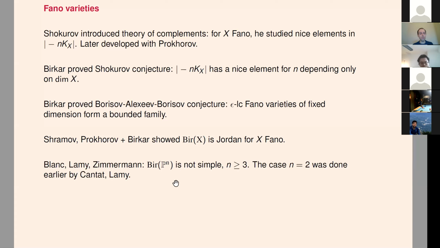And more recently, Blanc, Lamy, and Zimmermann showed that these birational automorphism groups, in particular for P^n, so in a way, this may be the most basic and the most important example, they show that these birational automorphism groups are not simple as groups for n greater than or equal to 3. The case n=2 was already done by Cantat and Lamy some years ago.